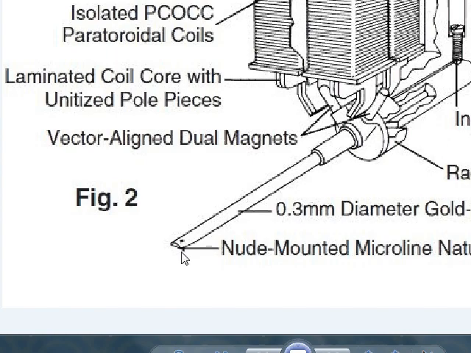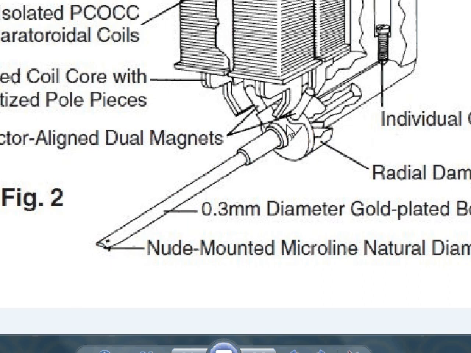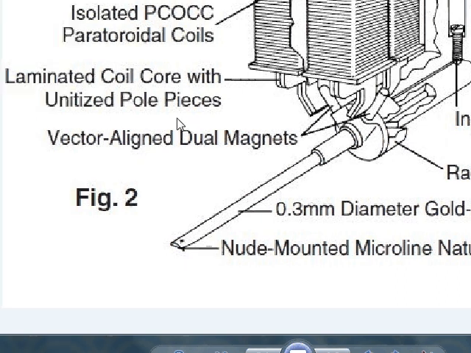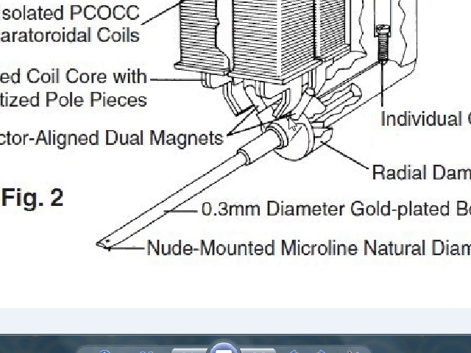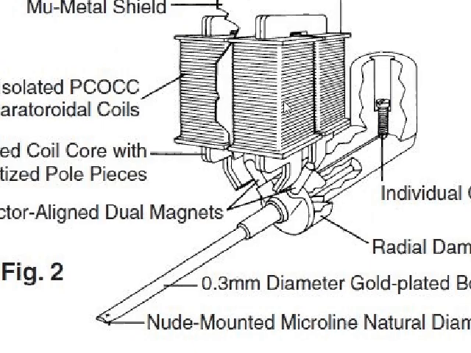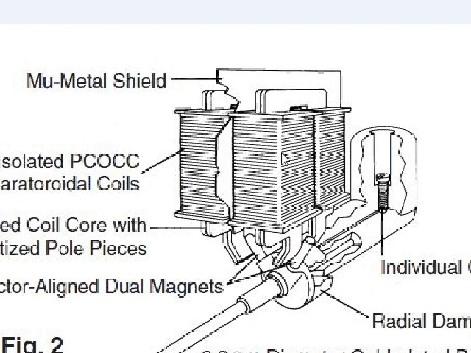This is the stylus tip, and the stylus rides in the groove of the record and picks up the vibrations, and those vibrations are transmitted up the cantilever here, and there are two moving magnets here. They're called vector-aligned dual magnets. Directly above the magnets are a set of coils, and these coils are for your right channel, and these coils are for your left channel, and they are shielded from one another with this mu metal shield, and this is what separates the right and left channel in your cartridge.